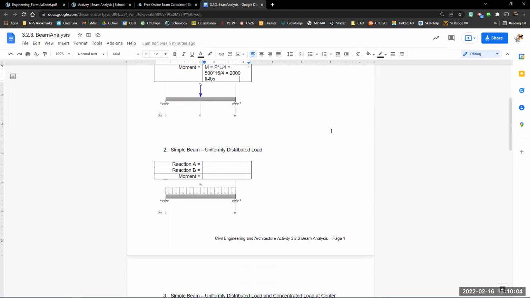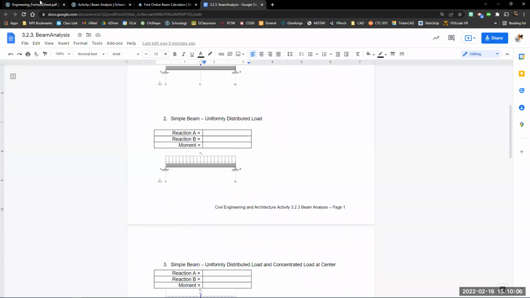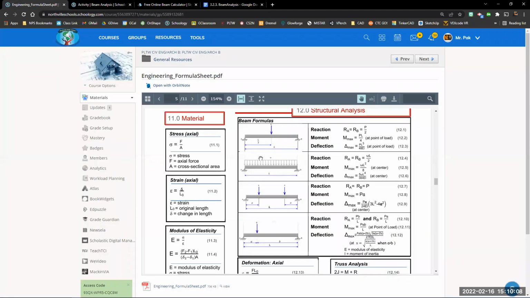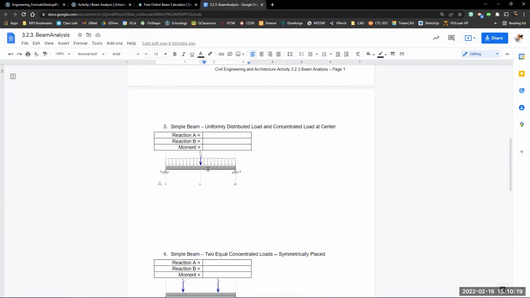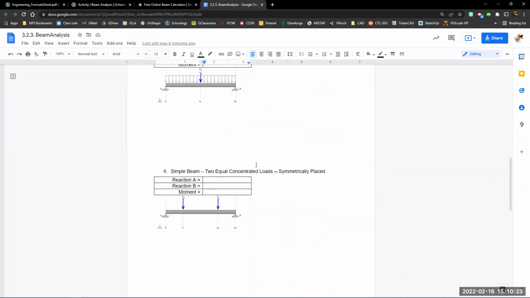Okay, so going forward, I just want to point out question 2. If you go back to your formula sheet, question 2 would match with this second example right here. So you can use these equations. Then let me take a look here at the other ones. 3 represents both of those, so that's not going to work. You're going to want to use SkyCiv on this one.